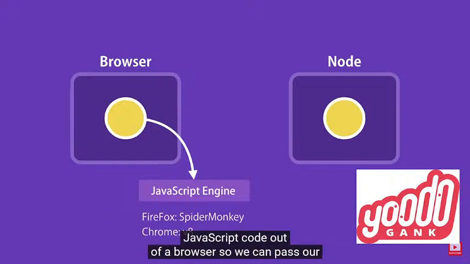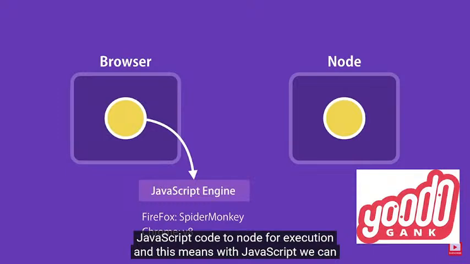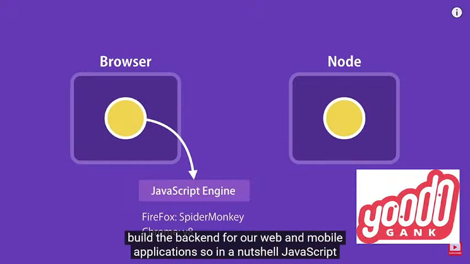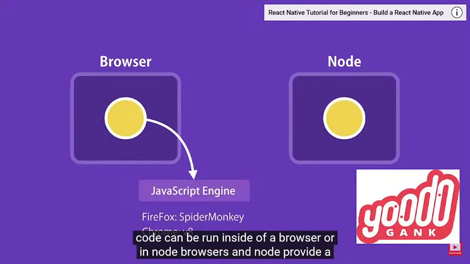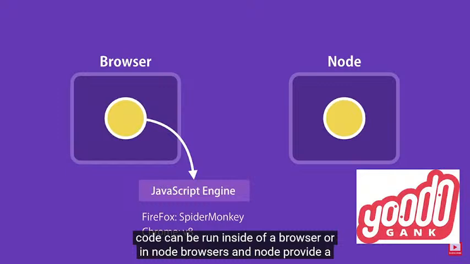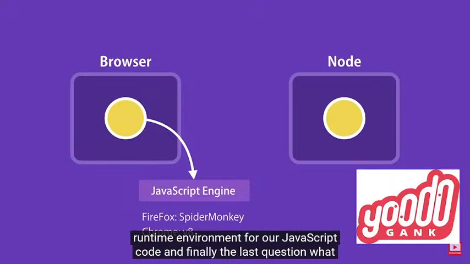So we can pass our JavaScript code to Node for execution. And this means with JavaScript, we can build the backend for our web and mobile applications. So in a nutshell, JavaScript code can be run inside of a browser or in Node. Browsers and Node provide a runtime environment for our JavaScript code.